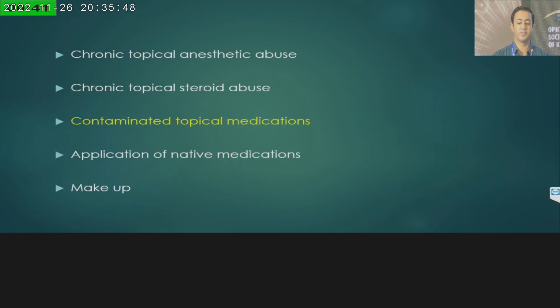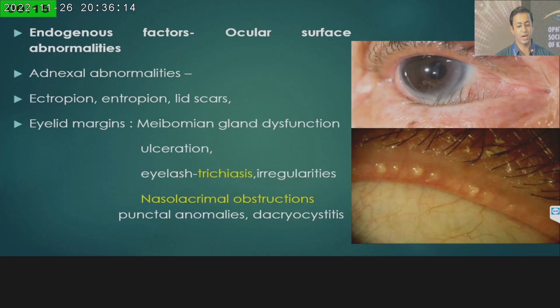Always ask for a history of chronic topical use, chronic topical anesthetic abuse or steroid abuse, and application of native medications. Always ask the patient to bring the medication, to examine it yourself in detail. Sometimes you might see extremely contaminated medications. Sometimes you might have foreign bodies, even insects, inside the medication. So it is always important that you ask the patient to bring the medications and examine them yourself.